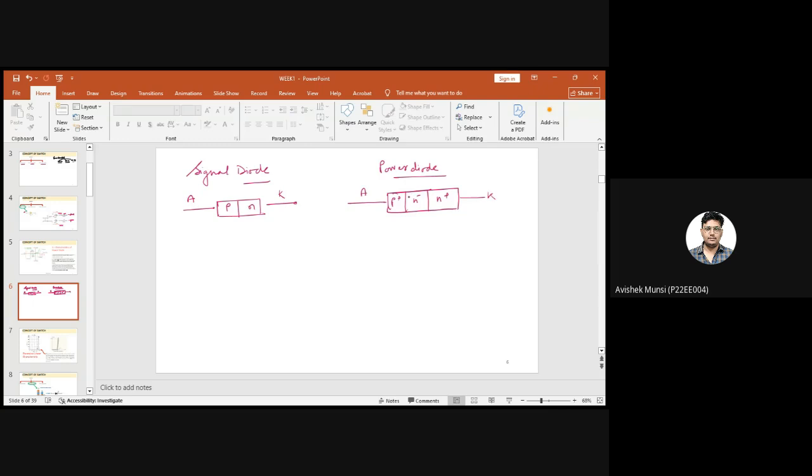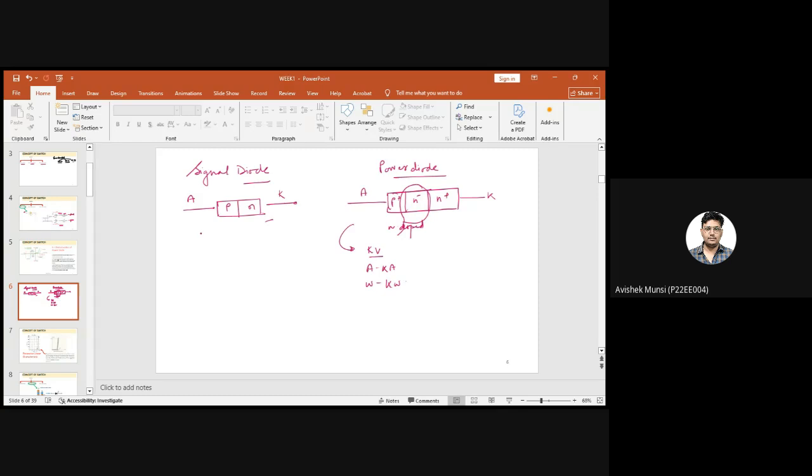What is exactly the difference here? There is a lightly doped N section, which is not present in our signal diode. Due to this, the power diode has a power rating up to kilovolts, an ampere rating from amperes to kiloamperes, and a wattage rating from watts to kilowatts.